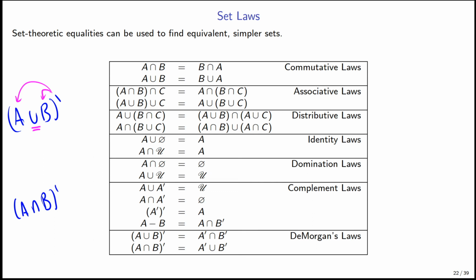So A union B, the complement of that, is the same thing as A complement intersection B complement. If we have A intersection B and we take the complement of that, we distribute the complement inside and we flip the sign. So that's going to be A complement union B complement. And that's called De Morgan's law.